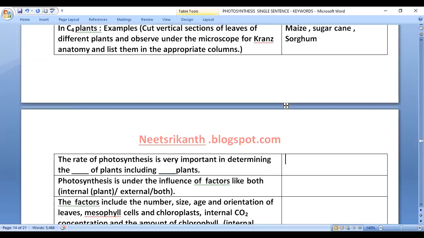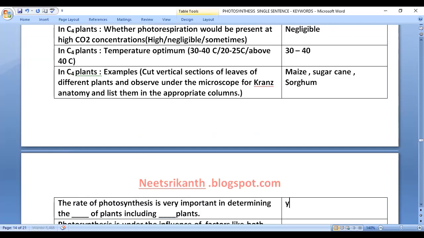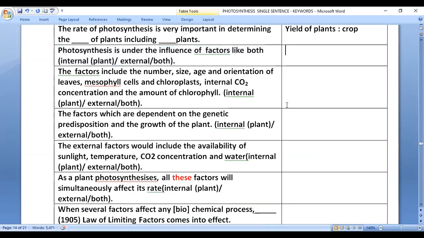The rate of photosynthesis is very important in determining the yield of plants, including crop plants. Photosynthesis is under the influence of factors, both internal and external. The internal factors include the number, size, age, and orientation of leaves, mesophyll cells, and chloroplasts, internal carbon dioxide concentration, and the amount of chlorophyll. Internal factors are plant factors, which depend on the genetic predisposition and the growth of the plant.